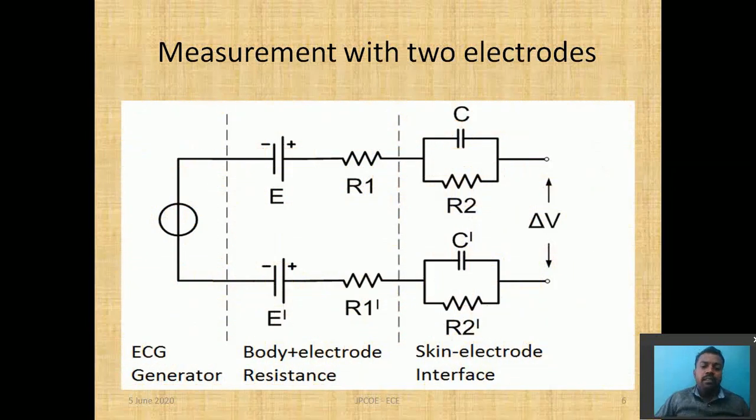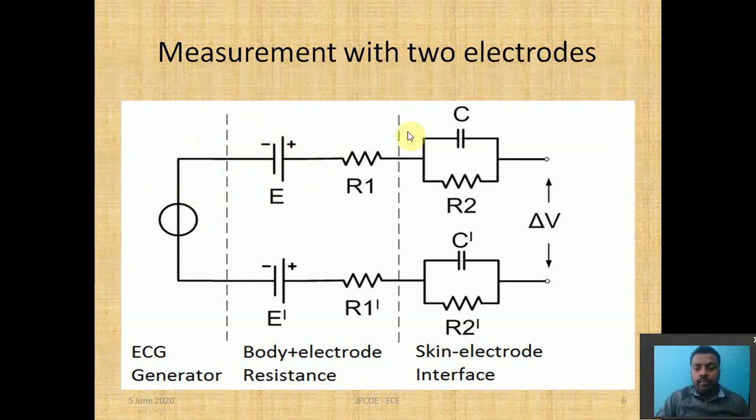See the equivalent circuit of two electrode measurement. See, this is our cell, or this is our human skin, whatever it may be. So this is a half cell potential generated from the cell.